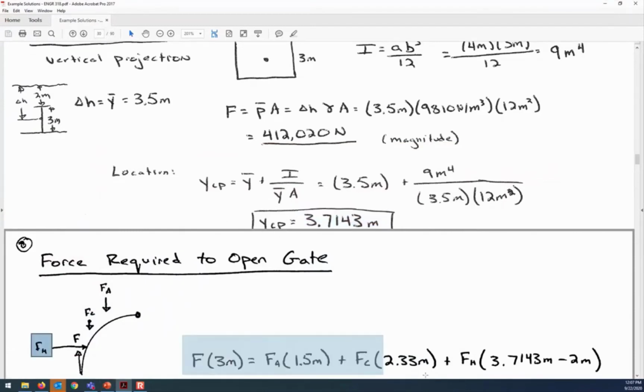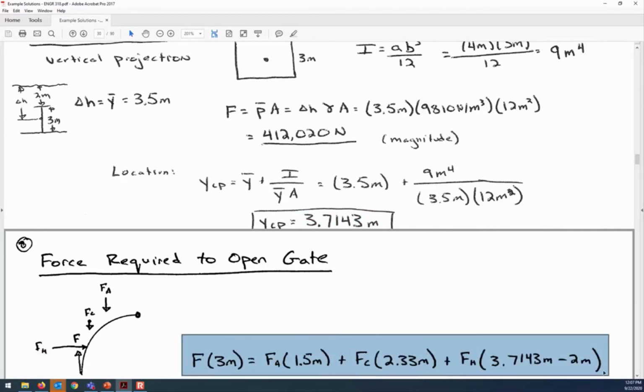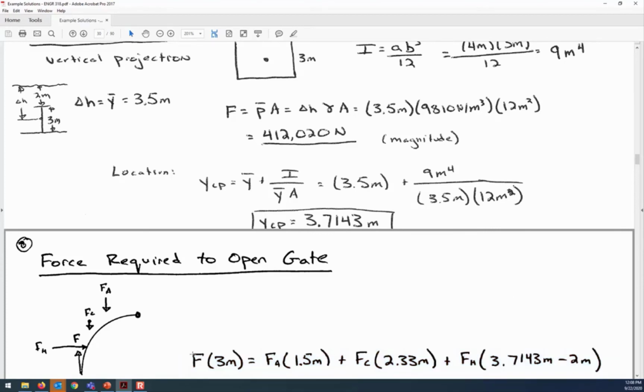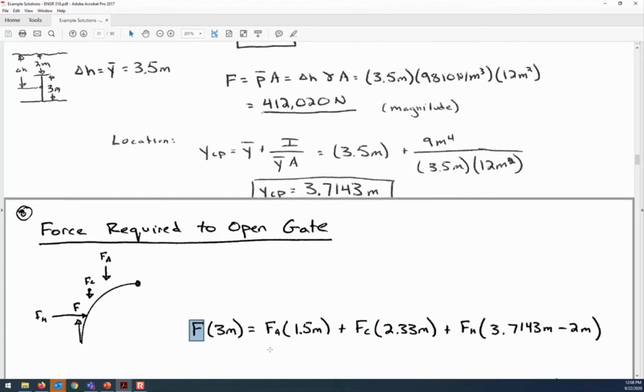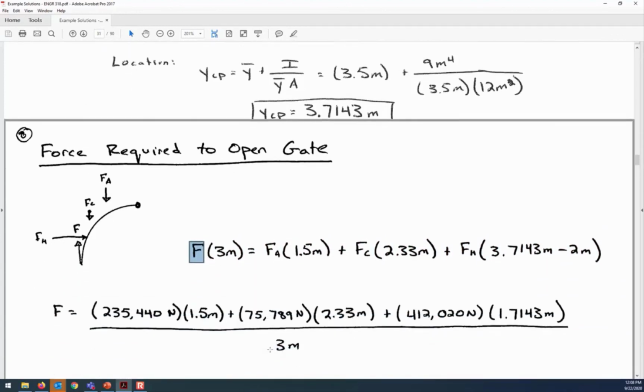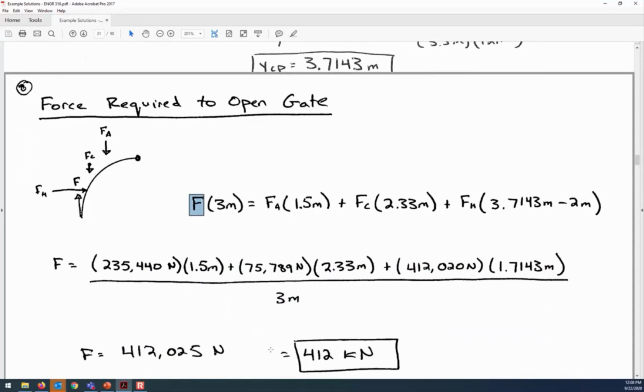So here you can see I'm setting up the clockwise rotation on the left. So F will be pulling the gate open. And then the counterclockwise rotation effects on the right. So all three of those forces are acting to keep the gate closed. And so the only unknown now is going to be F. Everything else was determined previously from our analysis. And so that means that F will be 412 kilonewtons.